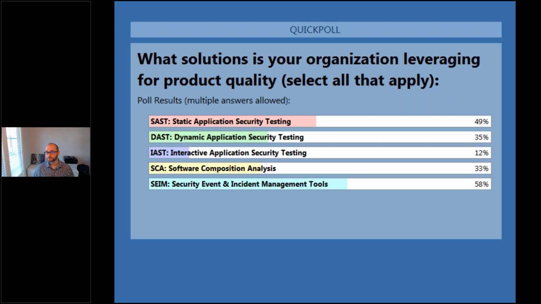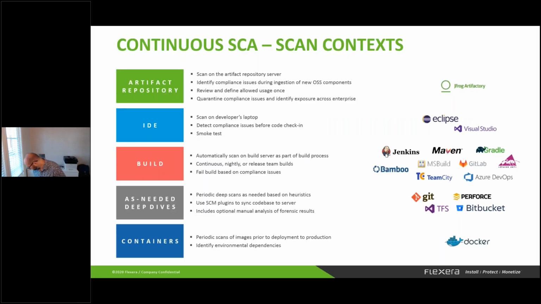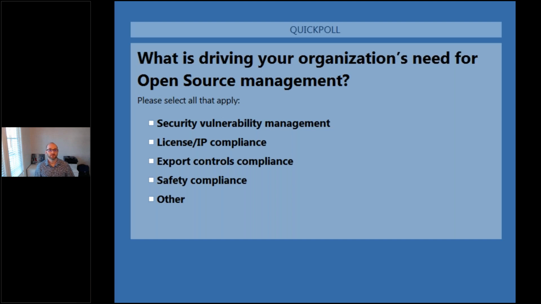All right, great. So I'm going to go ahead and hide these results and then push out the next poll. We'll go ahead and get both of them done for you. Here's the next poll. It should be on your screen now. What is driving your organization's need for open source management? You can select from one or more of the following: security vulnerability management, license or IP compliance, export controls compliance, safety compliance, or that ubiquitous other.